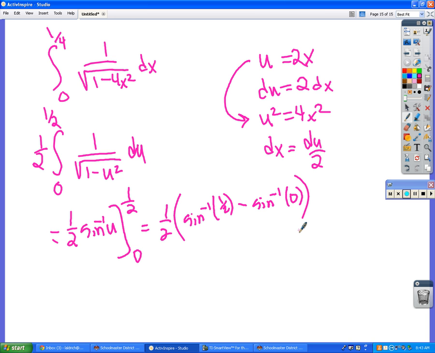And we just did this. So what's the inverse sine of 1/2? It's pi over 6. So this is going to be 1/2 times pi over 6, minus the inverse sine of 0, which is just 0, right? And so the final answer is pi over 12.